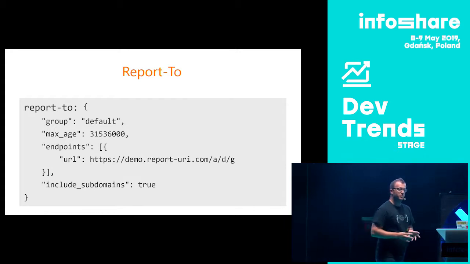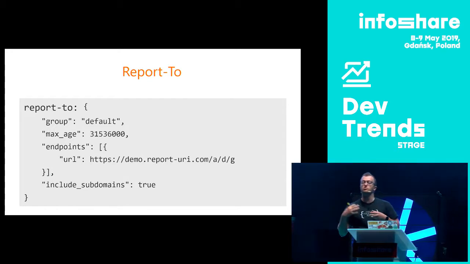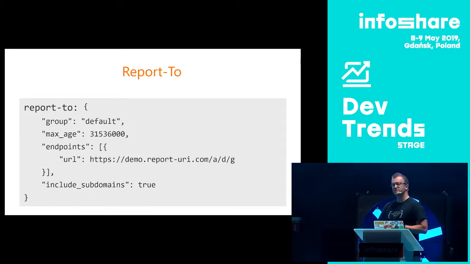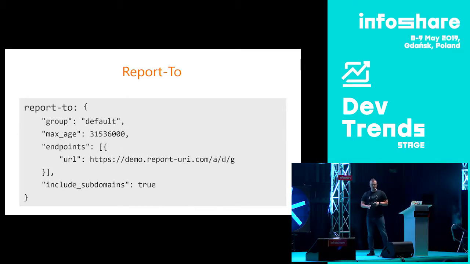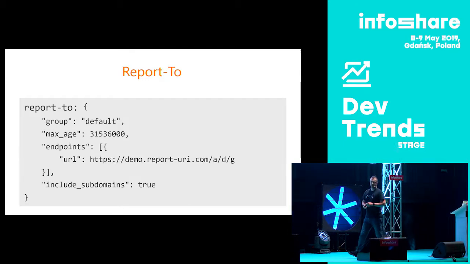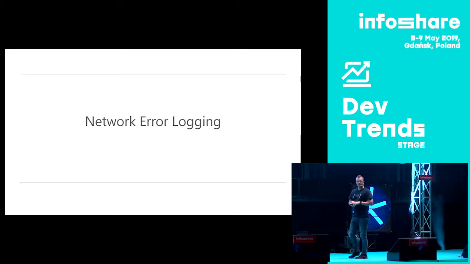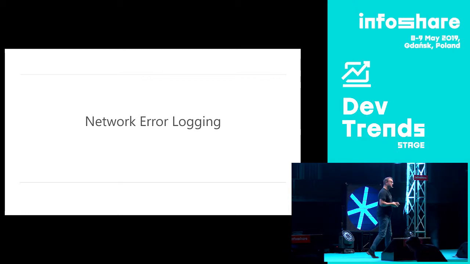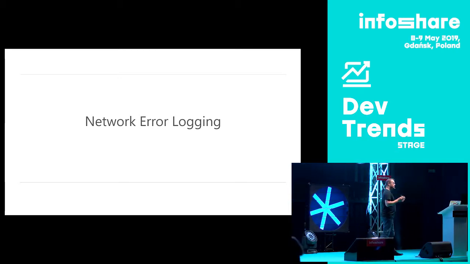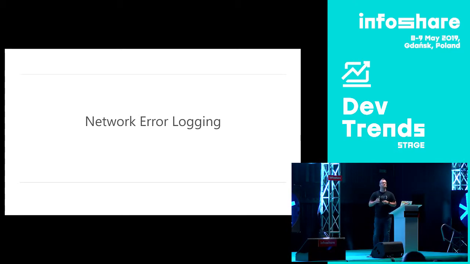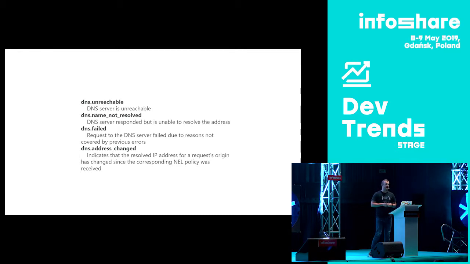Now, this configures the browser to send these reports. The browser now knows where to send them. If something goes wrong, this is where we're going to send it. Now you can tell the browser what things you want to know about, what particular types of errors. So we're going to look at something called network error logging. Network error logging is probably one of my most favorite features coming out because it covers a whole bunch of things that can go wrong that are really hard, if not close to impossible, for us to know about any other way. Because first of all, it covers DNS.